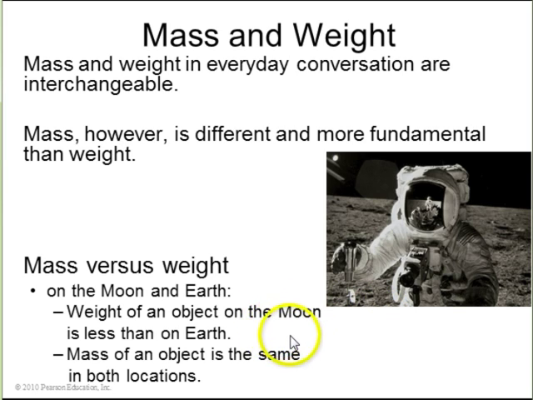On the moon or on the Earth, the weight of an object on the moon is less than the weight of the object on Earth. So if this astronaut is holding up these objects, it'll be easier to hold it. However, the mass is the same on both locations. So if you're trying to shake it back and forth, it would be just as hard on the moon as it would be on Earth.